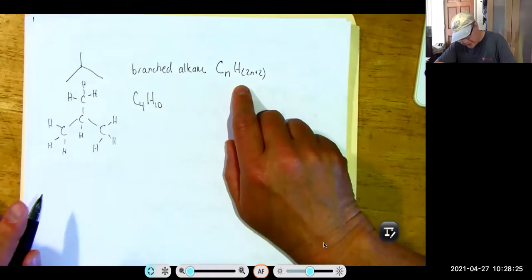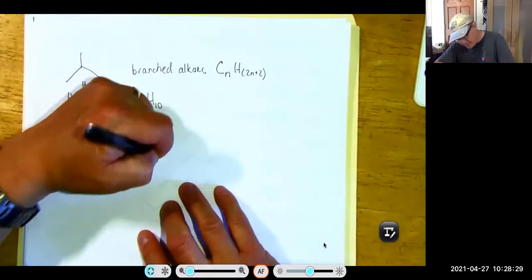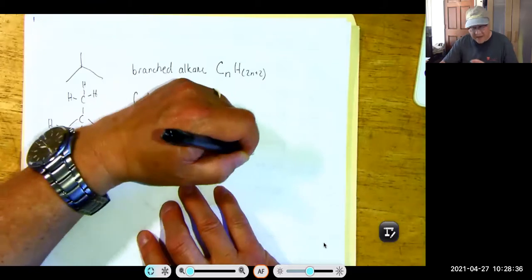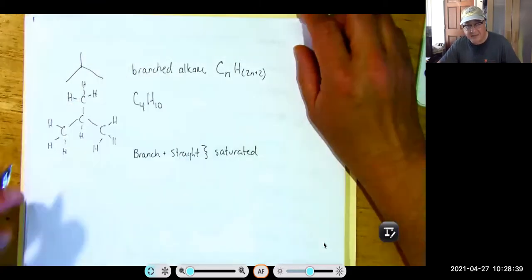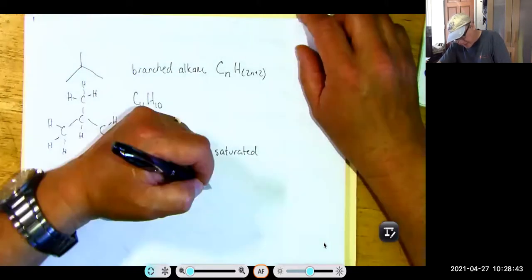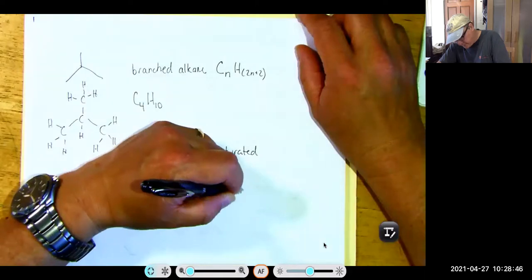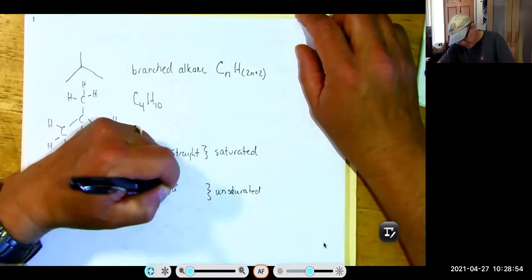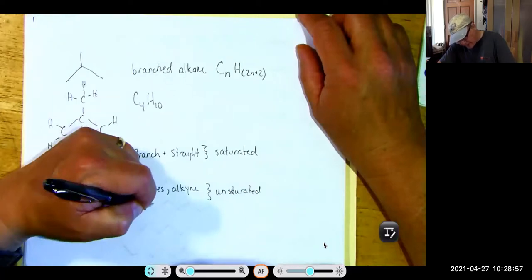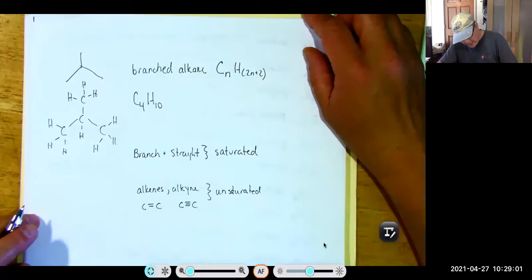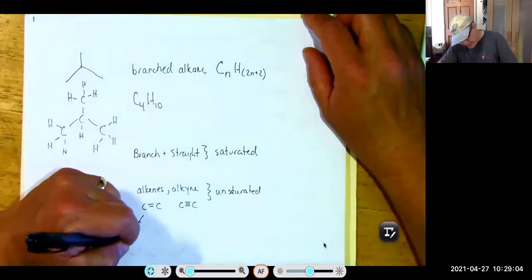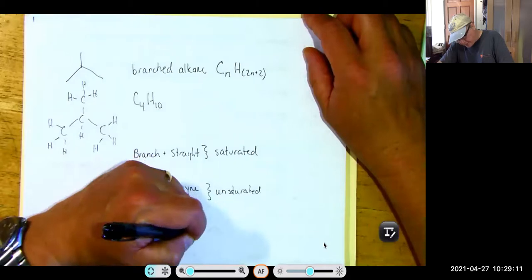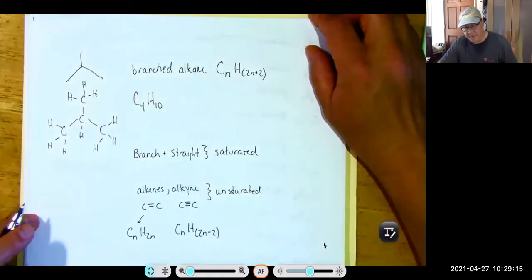And both branched and straight are called saturated. They're called saturated because they have the maximum number of hydrogens bonded to the carbons as is possible. Now, unsaturated compounds are usually considered to be alkenes and alkynes. Alkenes have a carbon-carbon double bond. Alkynes have a triple bond. And for alkenes, the formula is CnH2n. And for alkynes, it's CnH2n-2. Okay?